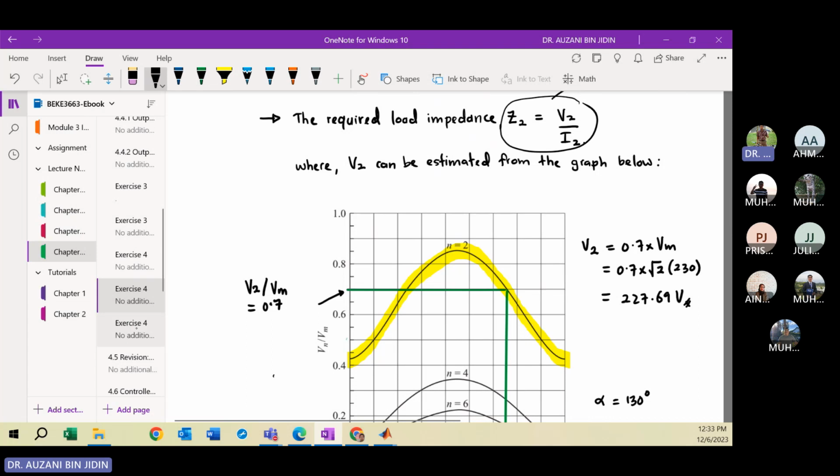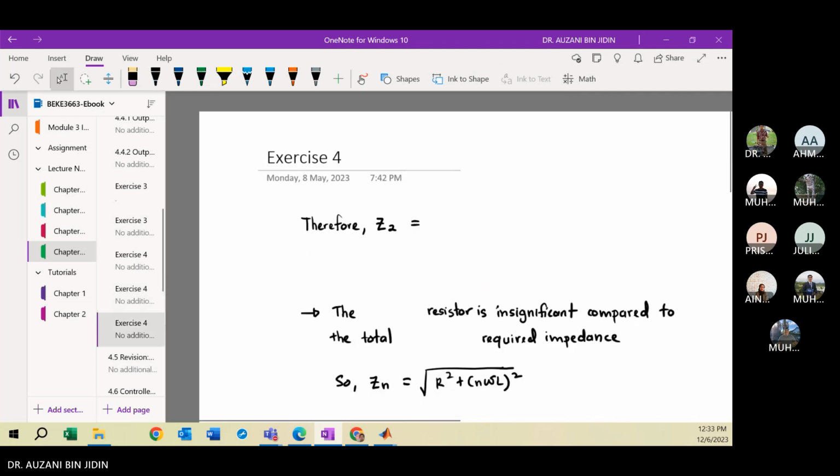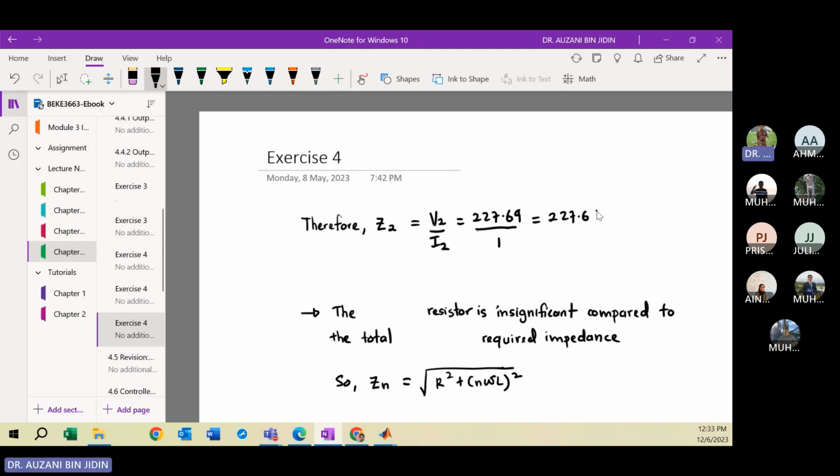Okay, we go to the next page. Therefore, we know that Z2 is V2 divided by I2. So your V2 is 227.69, where your I2 is the peak, which is 1. Then you get 227.69 ohm.